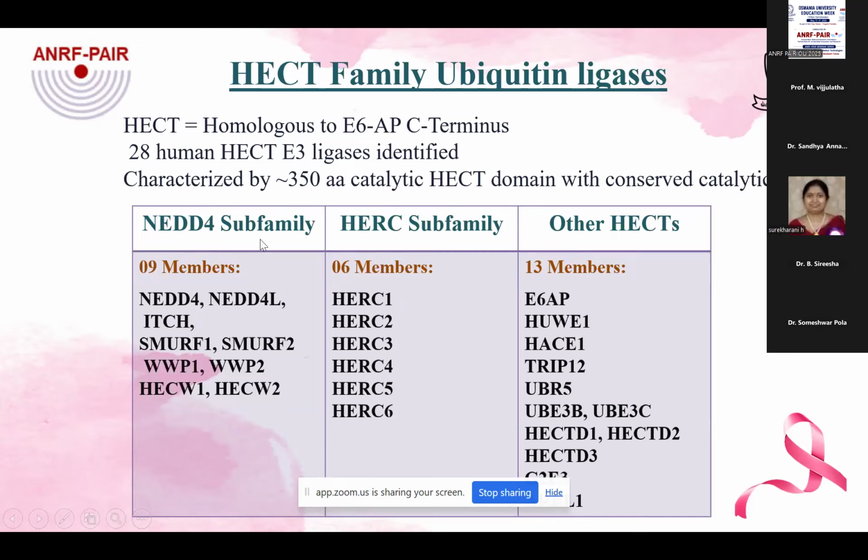That is the NEDD4 subfamily, which consists of 9 members, including NEDD4, NEDD4L, SMURF1, SMURF2, WWP1, etc. And then you have another family, the HERC subfamily, which consists of 6 members, HERC1 to HERC6. And also there are 13 members in the other HECT group, which constitutes E6AP, HUWE1, etc.